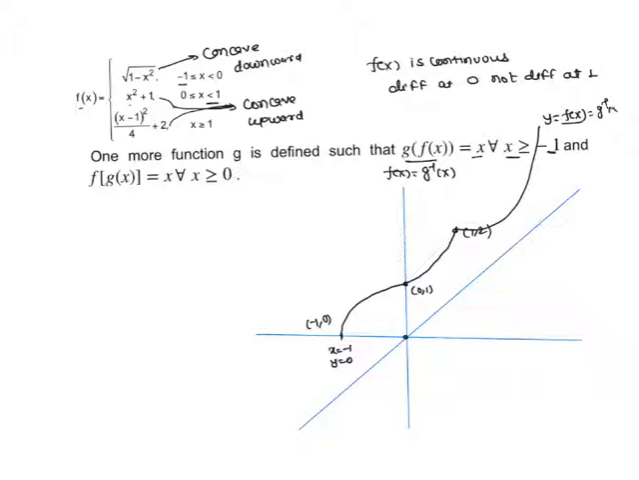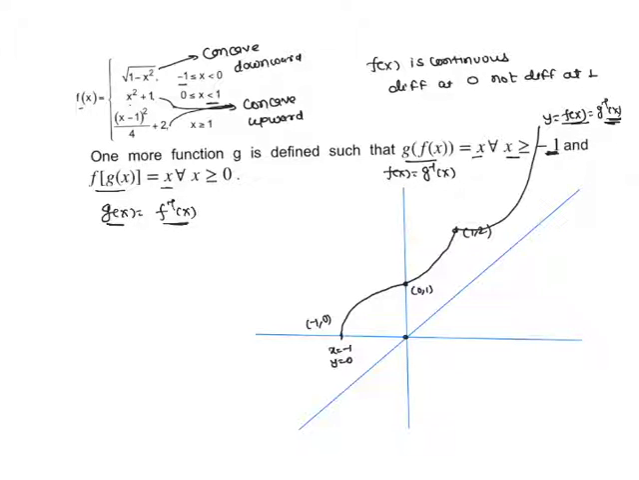G inverse of x, and the domain of this one is also greater than or equal to -1. The second thing given is f of g of x equals x. So from there we can say g of x is nothing but f inverse of x. So for finding g of x, we will find out f inverse of x.